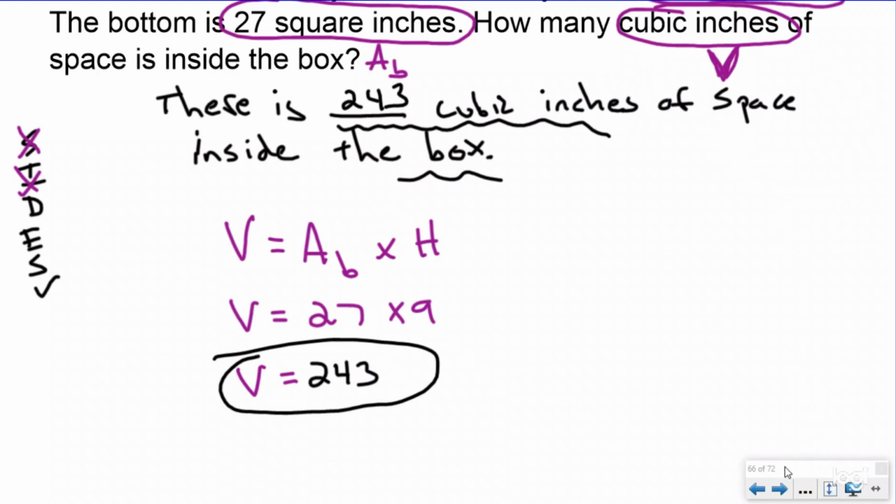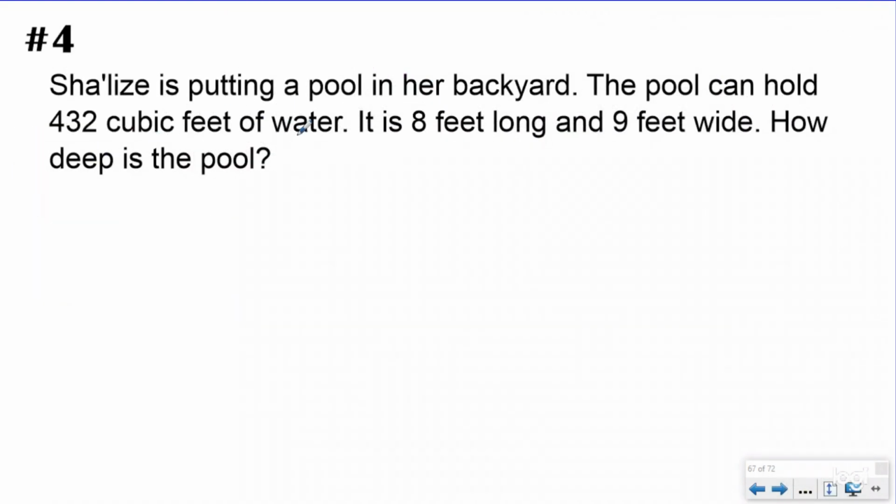Let's take a look at our most challenging question, question number 4. It says, Sha'lize is putting a pool in her backyard. The pool can hold 432 cubic feet of water. It is 8 feet long and 9 feet wide. How deep is the pool? So I love my sides check strategy. I'm going to go ahead and write that down over here. And my statement's going to say the pool is blank feet deep.